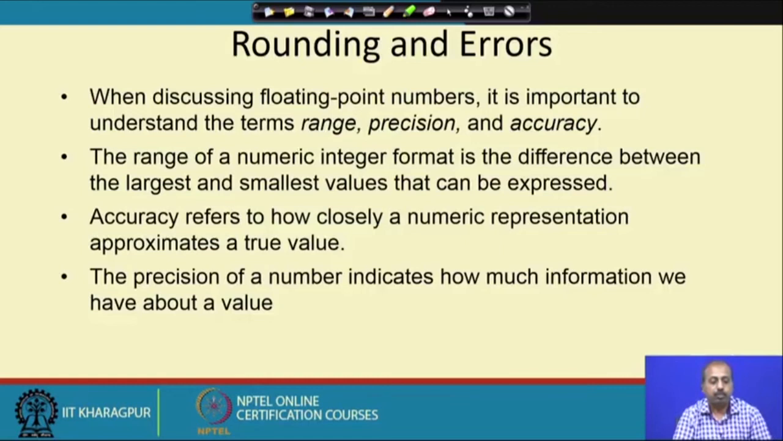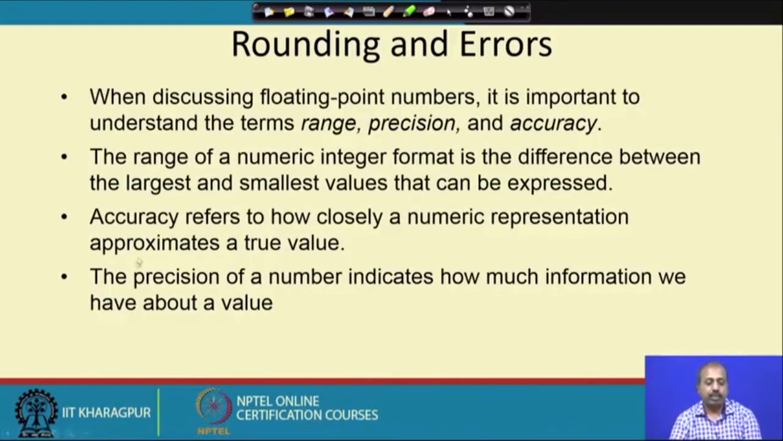With respect to floating point numbers, there are three important terms: the range, that is the range of values it can represent, the precision, and the accuracy level. Range is simple. The range of an integer format is the difference between the largest and smallest values that can be expressed. Accuracy refers to how closely a numeric representation approximates a true value, and precision means how much information we have about a value.